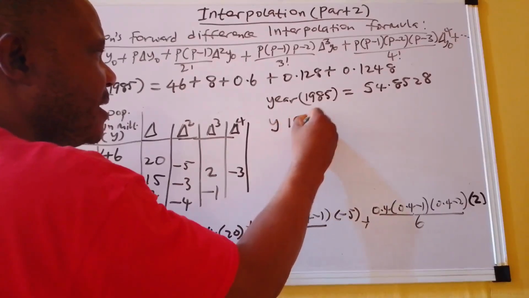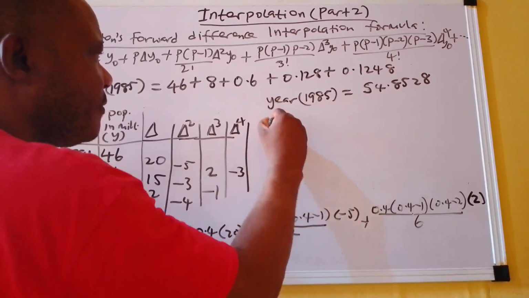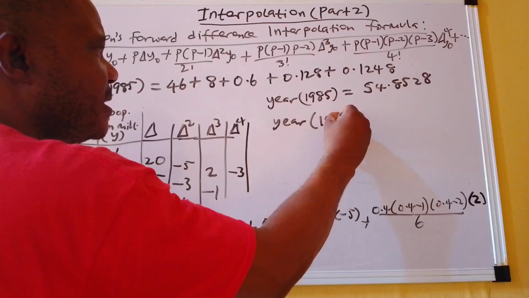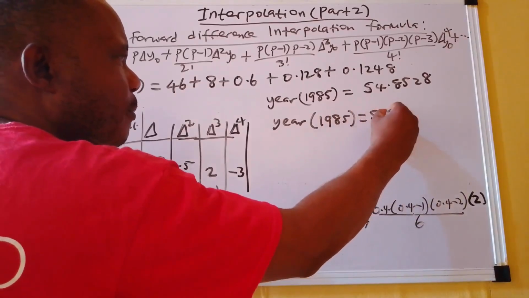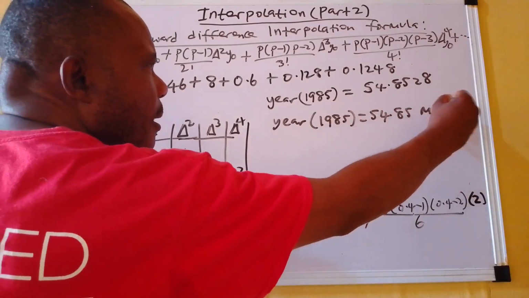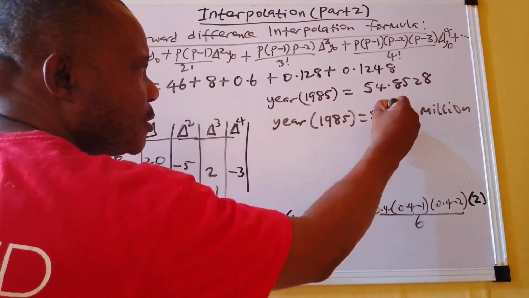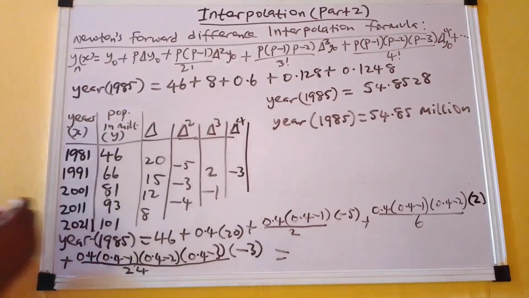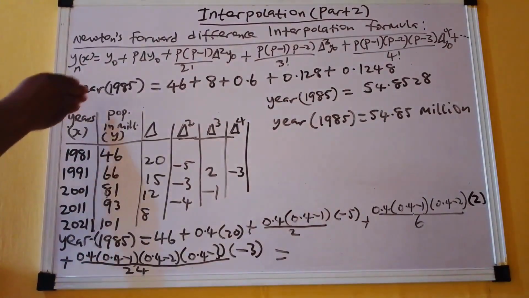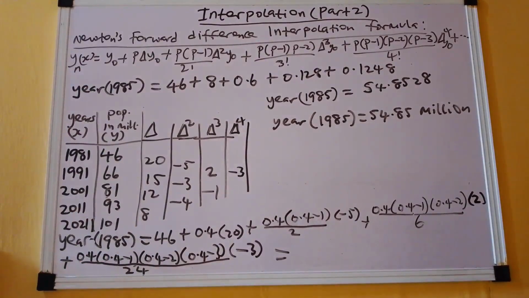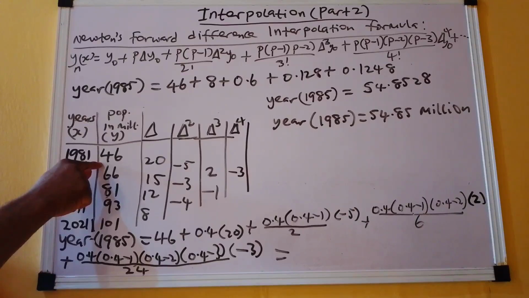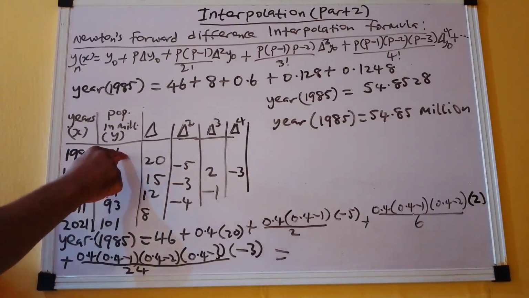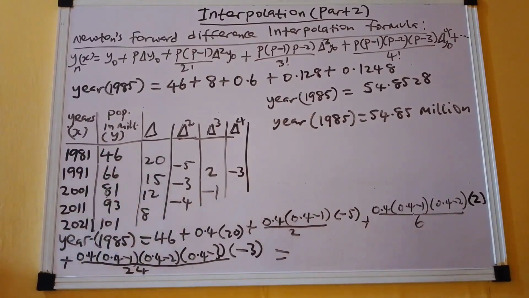Year 1985, okay, let me write it in full. Year 1985 will be equal to 54.85 million. So this is what the population of that country will be in year 1985. So the estimated population for that country in year 1985 will be 54.85 million. So you can see 54.85 is between 46 million and 66 million. So we are on track.